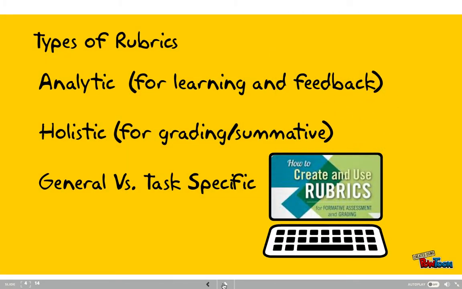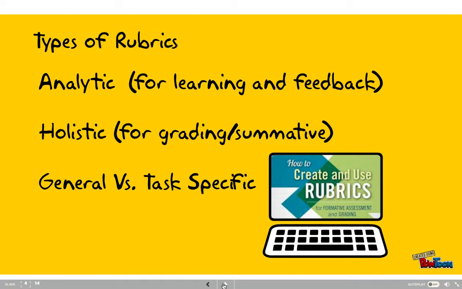There are a couple different kinds of rubrics, and the actual names of these are not really important for you to know. But one type of rubric is an analytic rubric. It's for learning and feedback. It's not for purposes of providing a score. Another kind of rubric is for purposes of grading or summative assessment, and that's called a holistic rubric. Another way to think about rubrics is to think about them as being very general versus being very task specific. So I'm going to use a lot of this language as we move through this presentation.